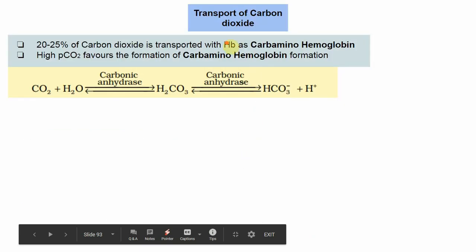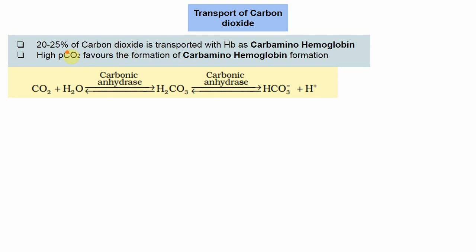So moving on, what about the transport of carbon dioxide? We have already discussed that carbon dioxide is transported in three ways. Around 7% of the carbon dioxide is transported in the plasma in the dissolved state, and around 20 to 25% of the carbon dioxide is also transported in the form of carbaminohemoglobin. What is carbaminohemoglobin? It is the carbon dioxide which is bound or attached to the hemoglobin. So what is the factor that promotes the formation of carbaminohemoglobin? Remember, it is the high PCO2 that favors the formation of carbaminohemoglobin.